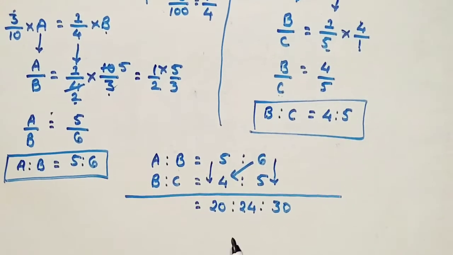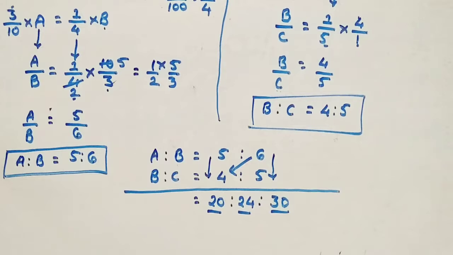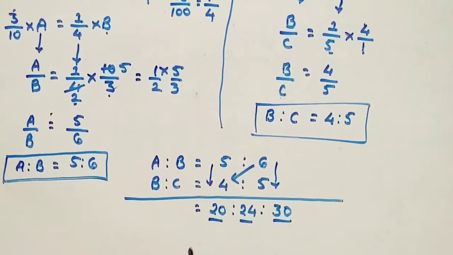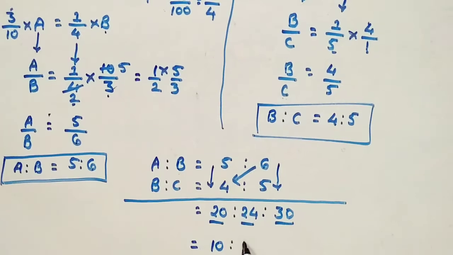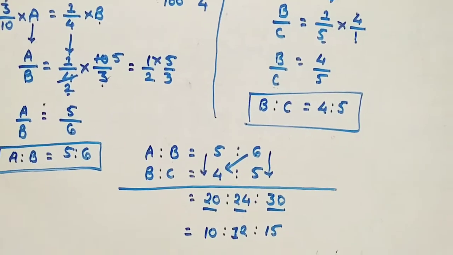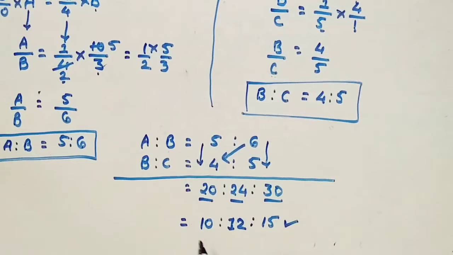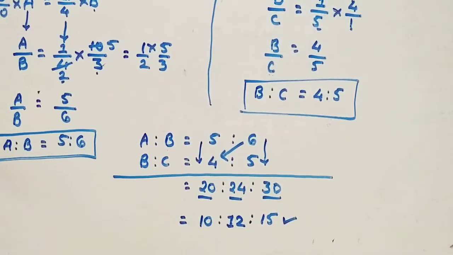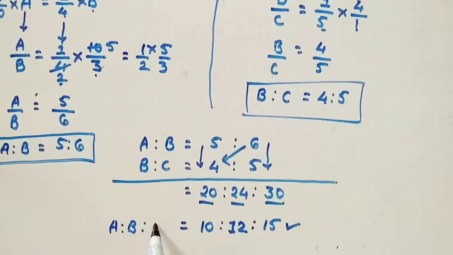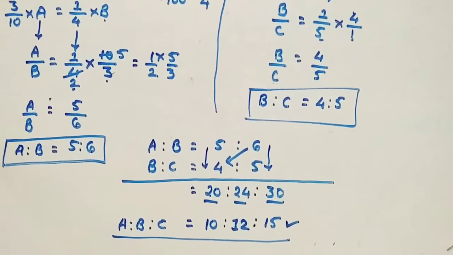Okay student, clear up to here. Now look here: 20, 24, 30. These three numbers are even numbers, so they are divisible by 2, or any other number. So 2 tens are 20, 2 twelves are 24, and 2 fifteens are 30. So 10 is to 12 is to 15. Now there is no common factor after this, so that is our final answer. So A is to B is to C is equal to 10 is to 12 is to 15. So that is our answer.